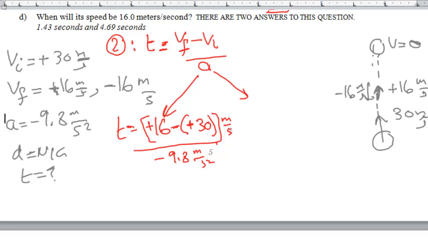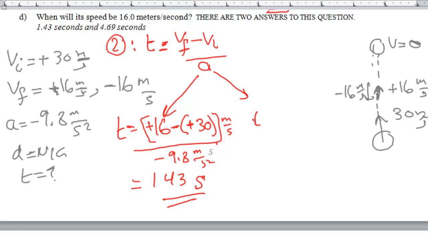You can see meter will cancel out with meter, and you have second over second squared, which will be 1 over second. So the answer will be in seconds. And 16 minus 30 will yield negative 14 divided by negative 9.8. This will yield 1.43 seconds. And that's one of the answers.